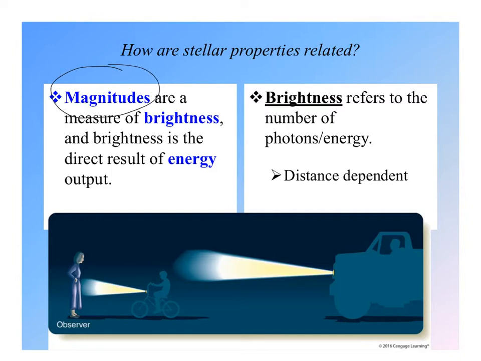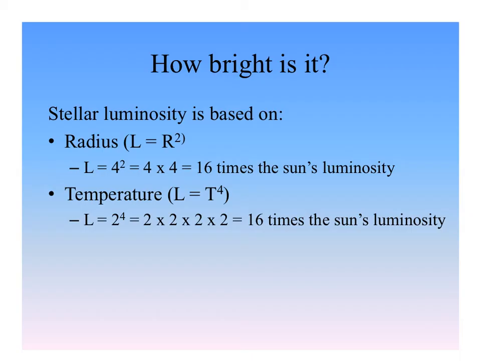So if we take a look at this little image down here, we can see that from this observer's perspective, the kid who is closer with the bike light appears the same brightness as the truck and the headlights that is further away. So we know intrinsically that this is going to be brighter, but because it's a greater distance, it appears the same brightness. So that's why brightness is distance dependent. So we can use magnitude to then say how bright the star actually is if it's not distance dependent.